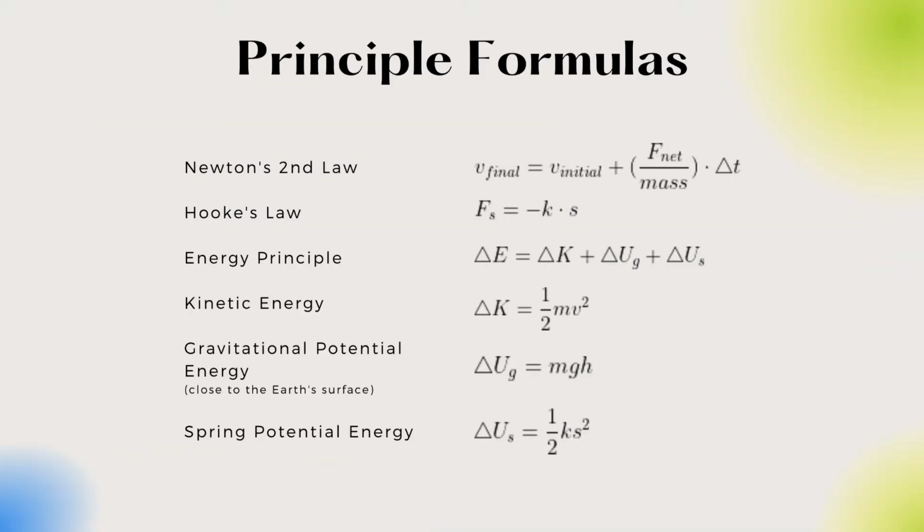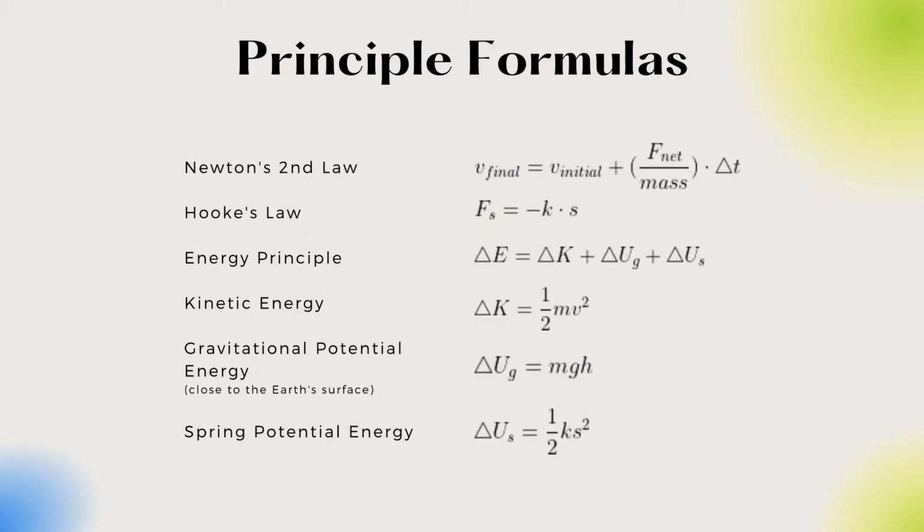Let's discuss some of the fundamental principles needed to explain the phenomena in this particular lab. We will use Newton's second law of motion to update the velocity every time we iterate through the code. The law is as follows. Velocity final is equal to velocity initial plus F net divided by the mass times the change in time. Next, we will utilize Hooke's law, or negative k times the length of the spring that has stretched, in order to determine the spring force.